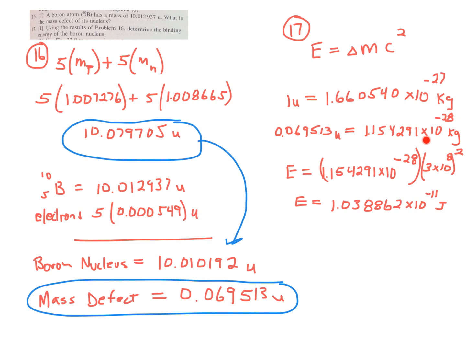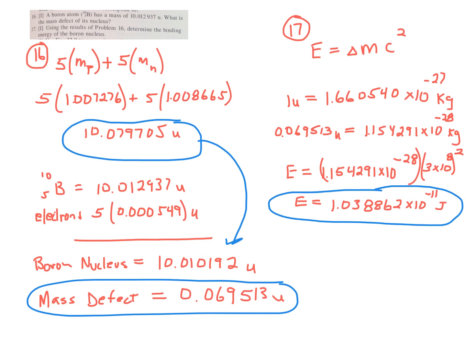That's my mass defect. Plugged into delta M right here, times the speed of light squared, and the answer comes out in joules. 1.038862 times 10 to the negative 11th joules. You can convert that to electron volts if you'd like, but that is the binding energy.